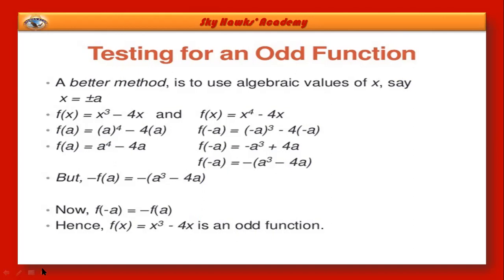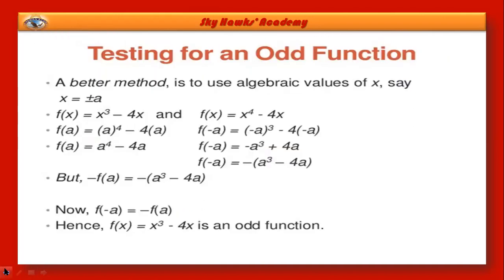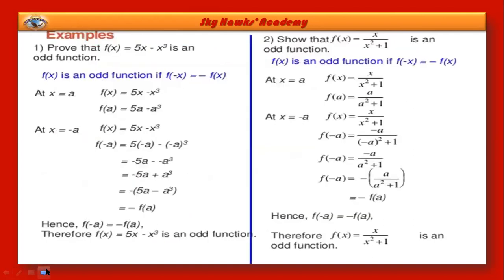So now let's move to the next one. So this was the testing and examples. Now you can see the example, so many examples are given, but to the point on the left hand side, this is proof that f of x equal to 5x minus x cubed is an odd function.